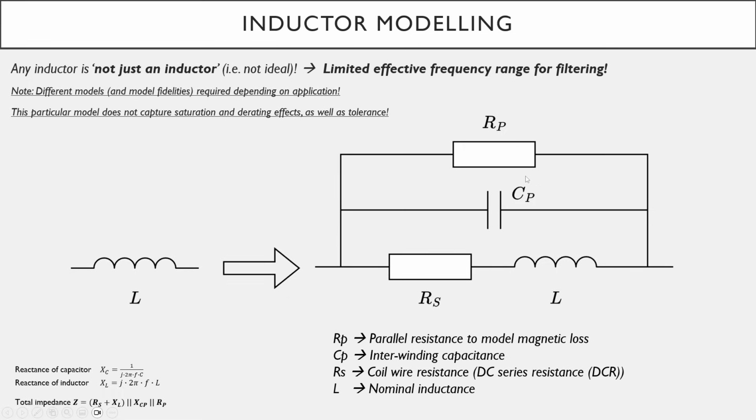And finally, right at the top, we have this parallel resistance, which is there to model the magnetic loss. And this might typically be a value in the order of 10 kiloohms, but of course depends on your inductor. So we've gone from just having a single inductive element to adding some DC series resistance, parallel capacitance, and a parallel resistance to create a higher fidelity frequency domain model that might more accurately correspond to a real inductor.